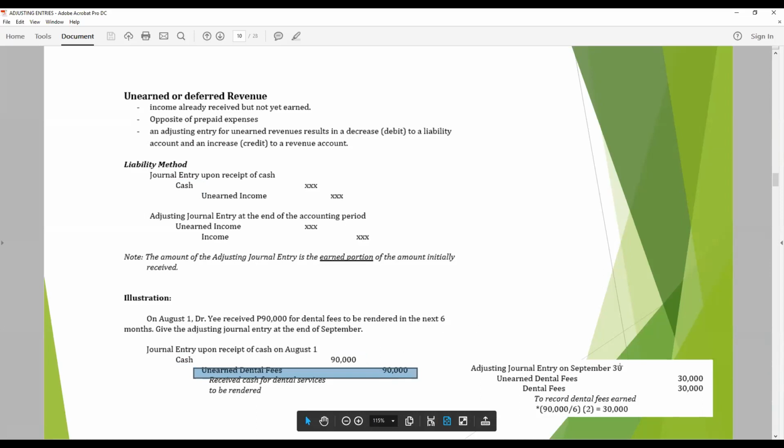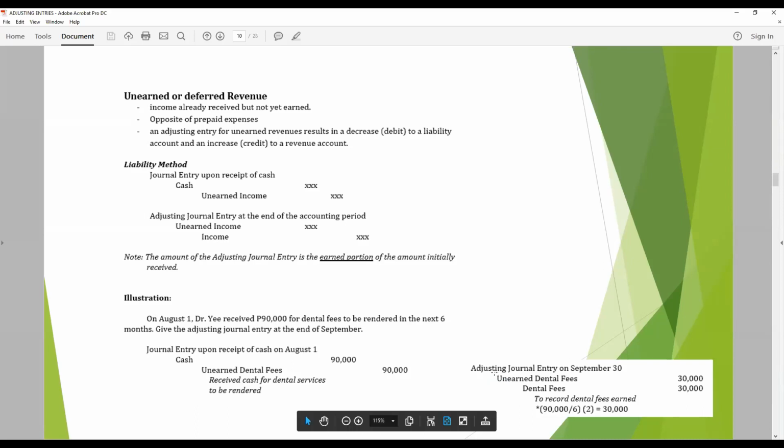So, ano yung adjusting entry nyo on September 30? Ganito. So, i-count nyo how many months from August 1 to end of September. 2 months, di ba? So, August and September. Ngayon, August and September passed. So, 2 months na ang nag-pass. So, these 2 months, you already earned these 2 months. Ngayon, i-recognize nyo na at the end of September ang earned portion na 2 months na yun.